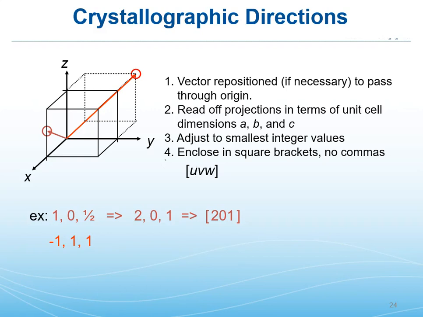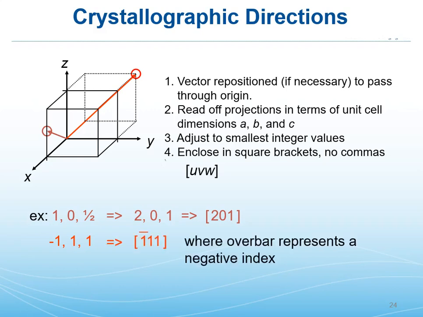So let's look at -1, 1, 1. So thinking about it, just going through the steps, I'm going to move from the origin 1 lattice parameter in the -a direction. I'm going to move 1 lattice parameter in the y direction and 1 lattice parameter in the z direction. And that is actually the backwards pointing orangish vector with a circle at the end. Don't have to normalize, but there is a convention for negative. Rather than using a negative sign in front of the integer, you put a bar over the top. So that indicates you're going in the negative direction.